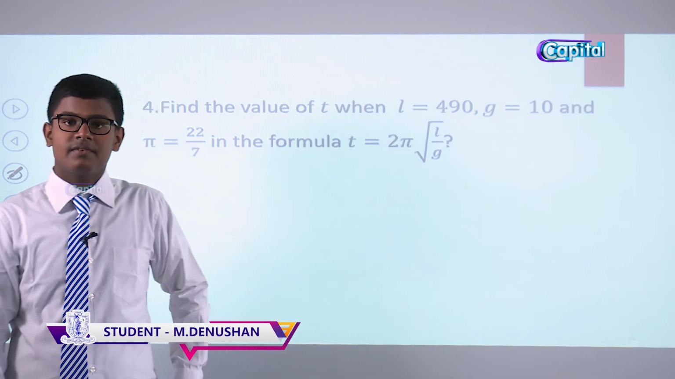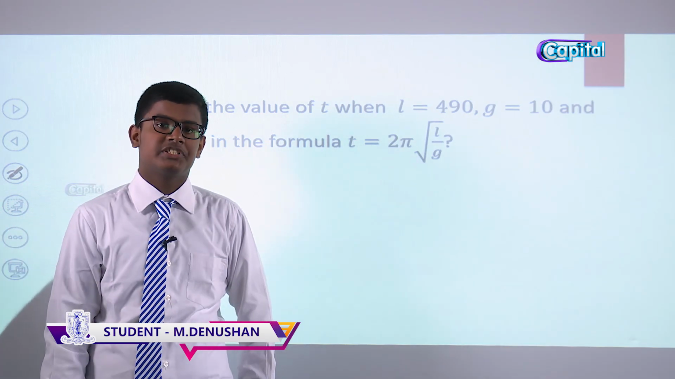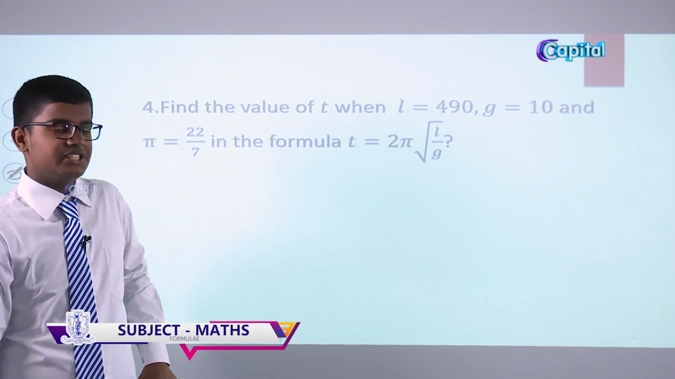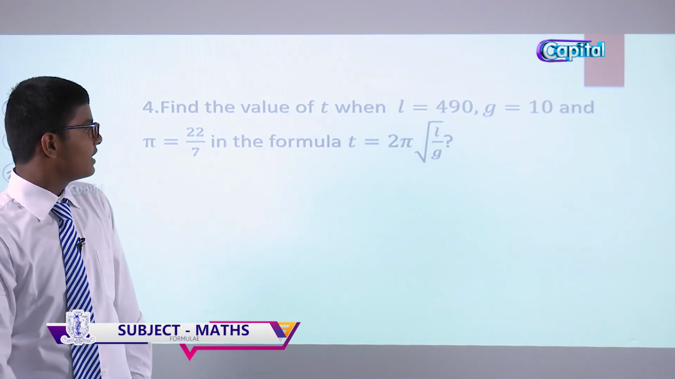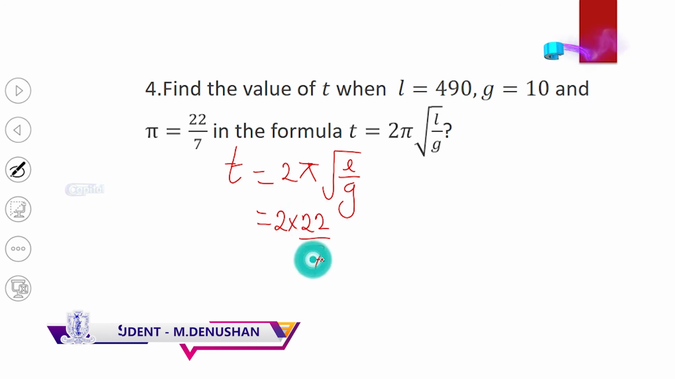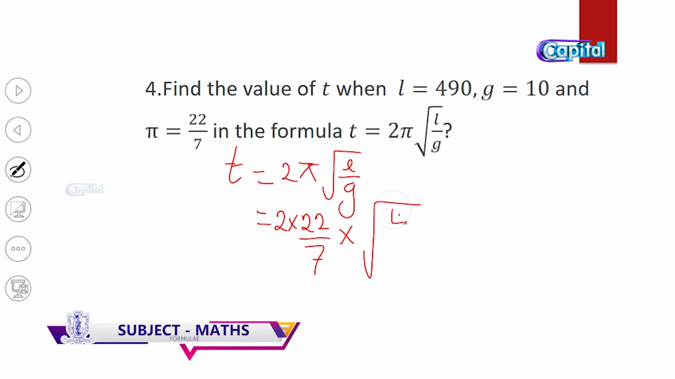Here we have to find the value of t when L is equal to 490, G is equal to 10, and pi is equal to 22/7 in the equation t is equal to 2 pi root L over G. We can substitute the values directly in this formula. 2 into 22 over 7 into root L is equal to 490 over G is equal to 10. We have to simplify the answer.